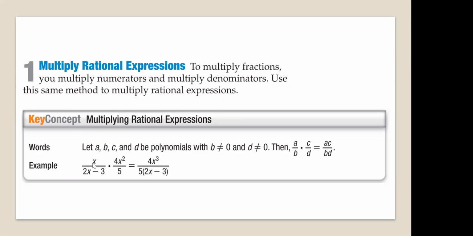So here if we had x over 2x minus 3, and we're multiplying by 4x squared over 5, then you would just multiply your numerators, x times 4x squared, which would be 4x cubed, and then 2x minus 3 times 5 would be 5 times 2x minus 3. And then, of course, just like when multiplying fractions, you would simplify if possible. Okay?